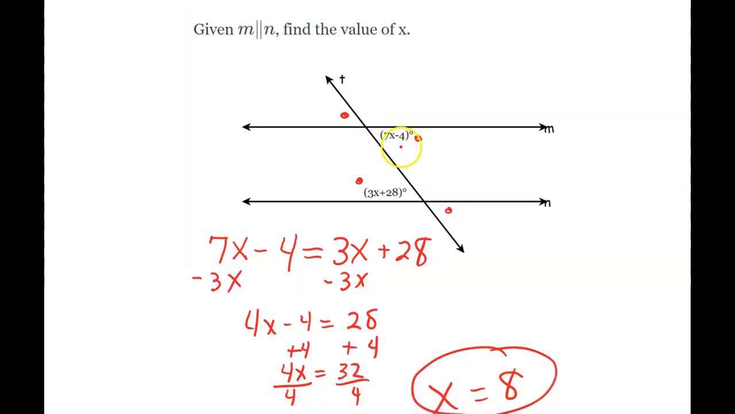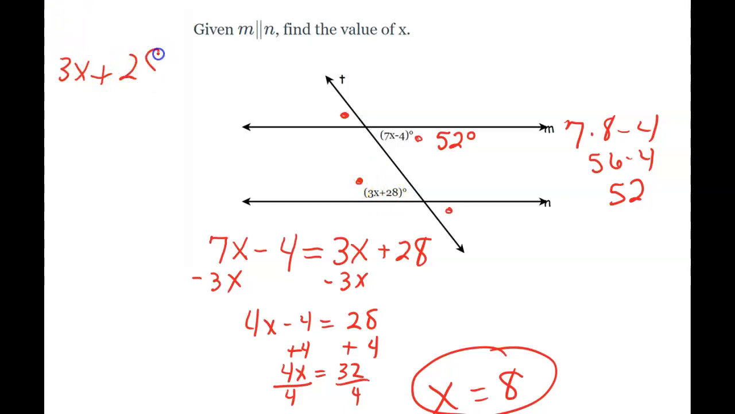Now I'm going to go ahead and plug that in because I like to make sure that I'm right. 7 times 8, take away 4. 56, take away 4, 52. So I found that this angle is 52 degrees. Go over here, take my 3x plus 28, take my 8, 3 times 8 plus 28. 3 times 8 is 24 plus 28. I do get 52. So this angle is also 52.